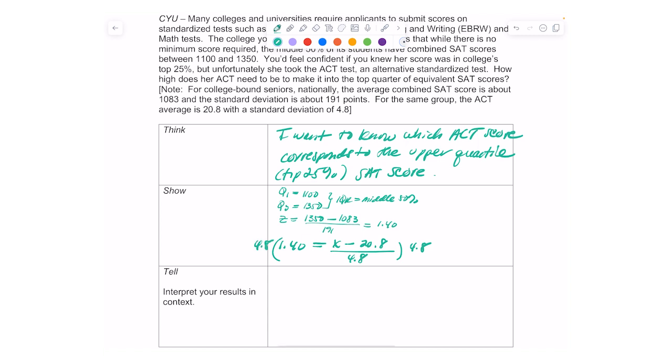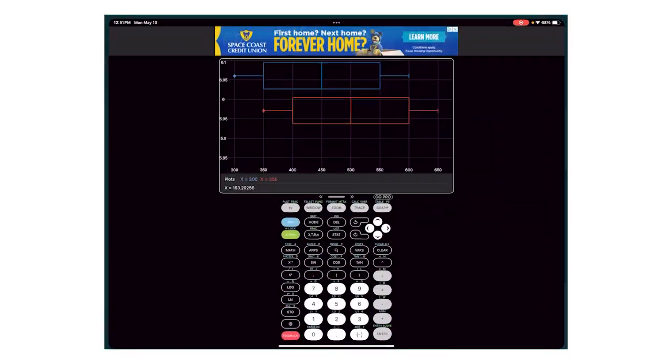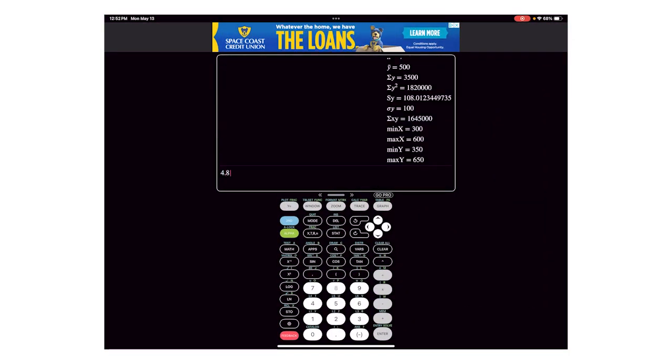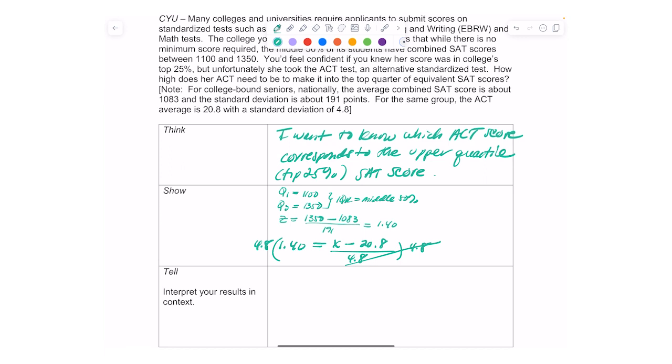4.8 times 1.40. 4.8 times 1.4 is 6.72. So you would get 6.72 equals x minus 20.8. And then I'm going to add 20.8 to both sides. And that gives me 27.52. So that is what ACT score corresponds to the top 25% SAT score, okay?